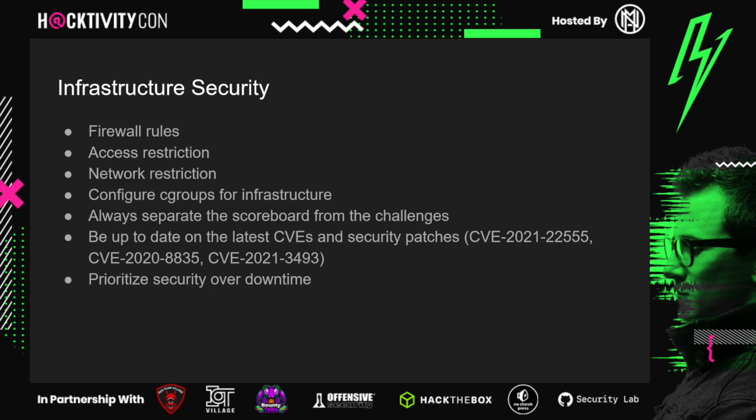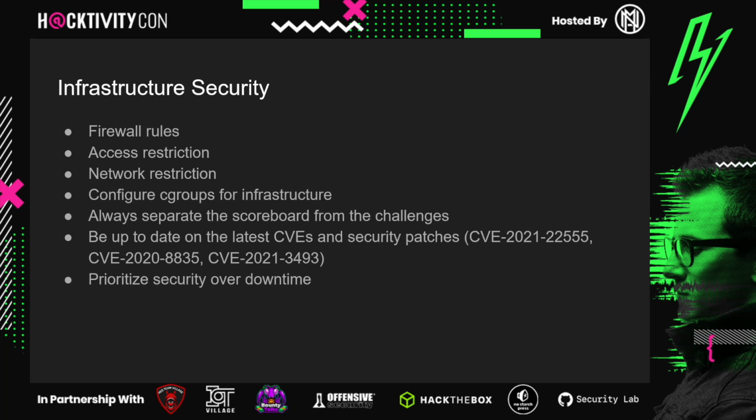With the actual infrastructure security, have firewall rules in place. You don't want people to be able to access SSH at all. Oftentimes, you just want SSH to be the only type of access to these servers so that you have that security. Another thing is network restrictions. As I mentioned before, you don't want your challenge server to reach your scoreboard server. You don't want your challenge server to reach some sensitive information.